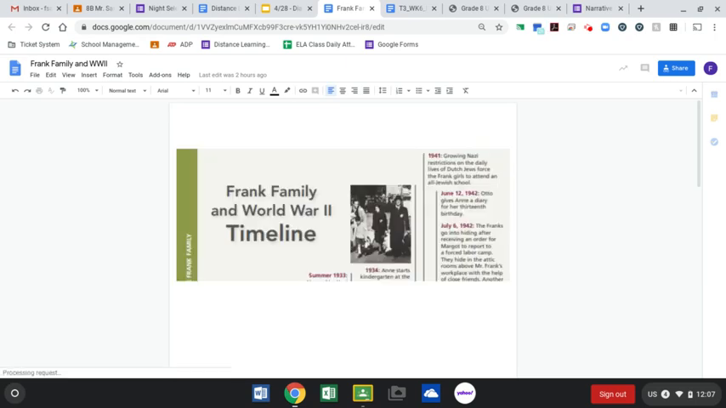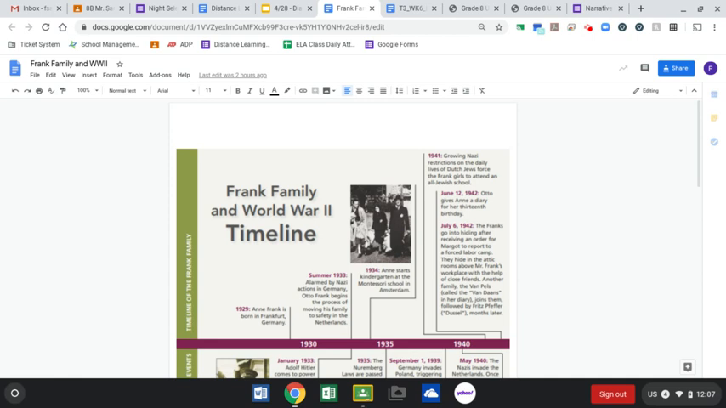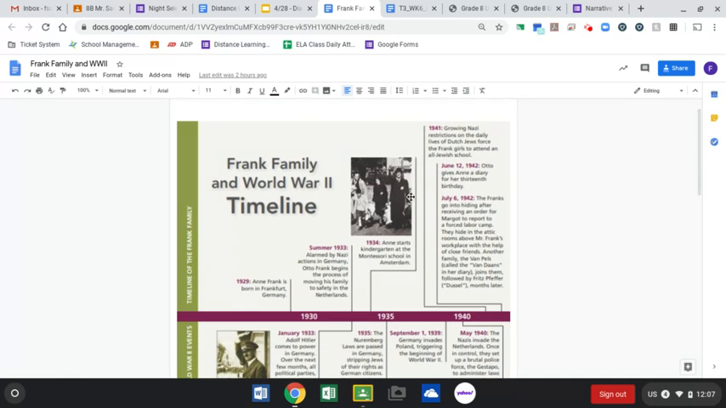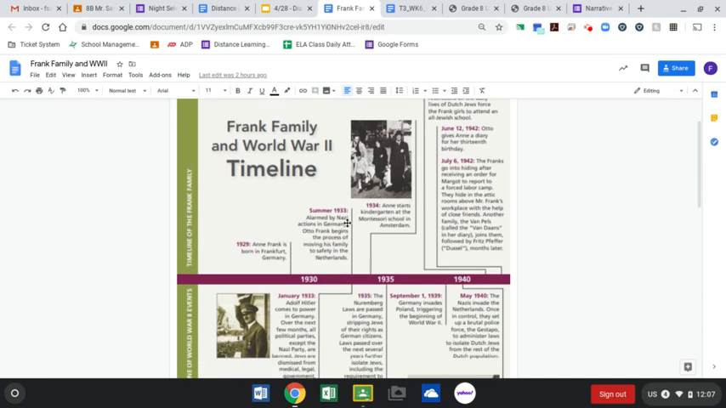It focuses on Otto Frank, the father, and how he took steps to bring his family to safety, moving them out of Germany to the Netherlands after Hitler came to power. Here, we have the timeline loaded up. On the top, you see it says timeline of the Frank family. Everything up here are the important events that happened to the Frank family.